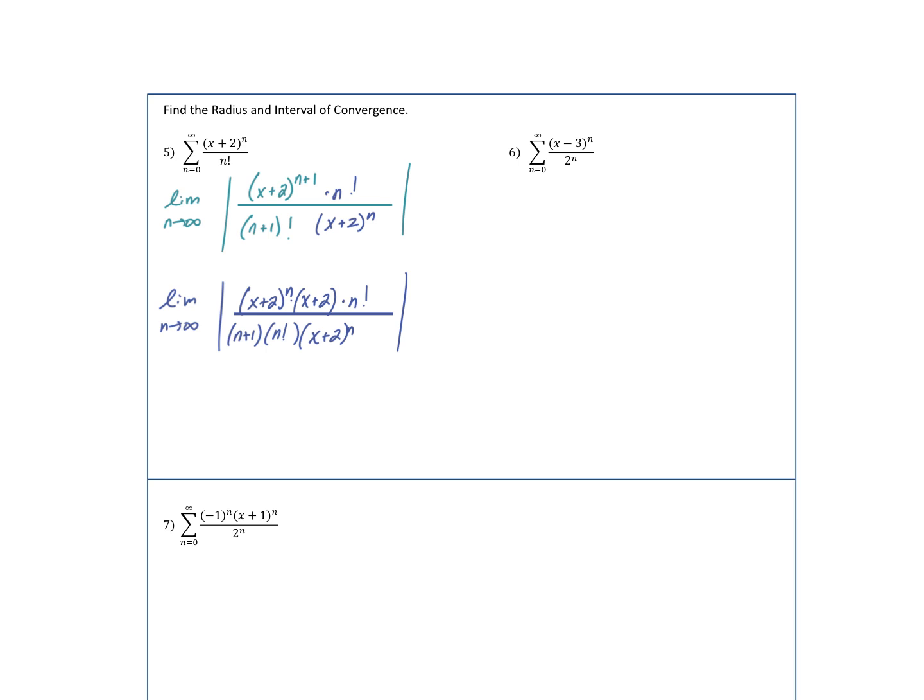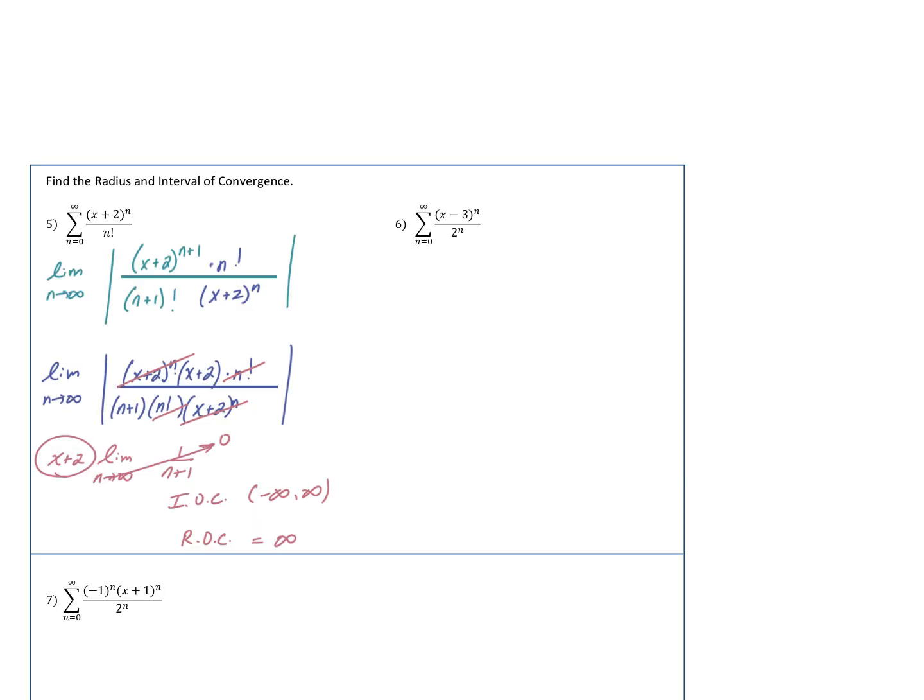Okay, for this one, I went ahead and did the ratio test. Plugged in n plus 1. Cancel, cancel, cancel, cancel. So we get x plus 2 times the limit as n goes to infinity of 1 over n plus 1. This goes to 0, which means x can be anything. So my interval of convergence would be -infinity to infinity. My radius of convergence would also be infinity.